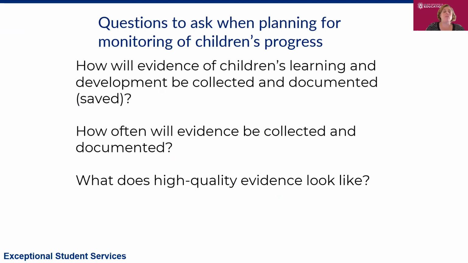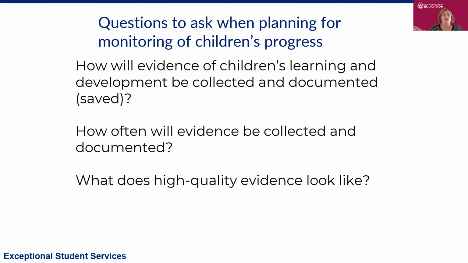So, questions to ask when you're planning for monitoring of children's progress. You would use that age anchoring tool and the decision tree to get an entry score. And then what do you do from there? You will still need to collect evidence of children's learning and development and document that and save that so that you know at any given time where a child is developmentally. As a team, you need to decide, how will evidence of children's learning and development be collected and documented?